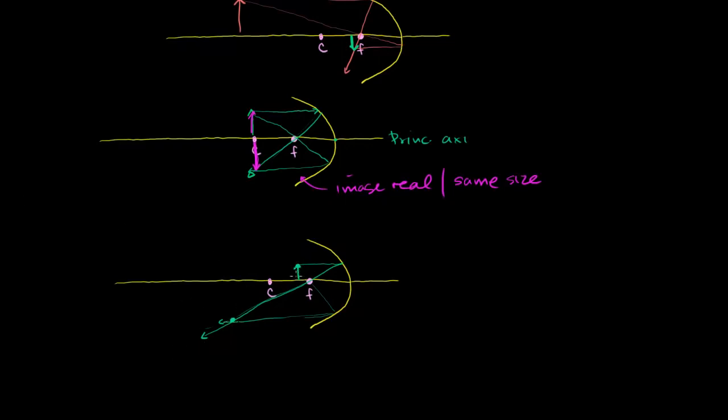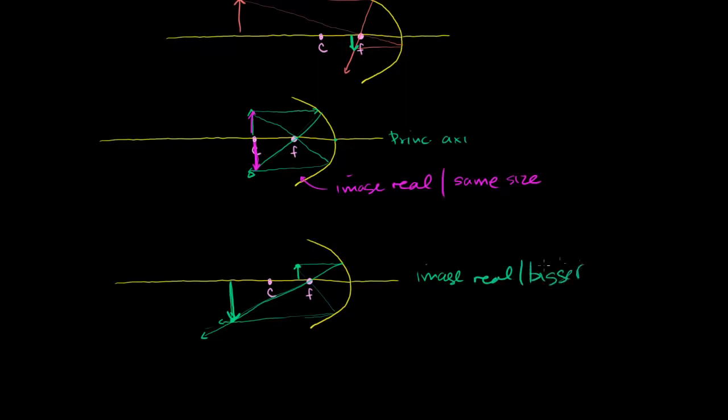And if you did it for every point on this arrow, the image would be an inverted arrow that is bigger than the original. It's almost the opposite of the first example that we showed. And so now the image is bigger than the original. So the image is real, and it is bigger.